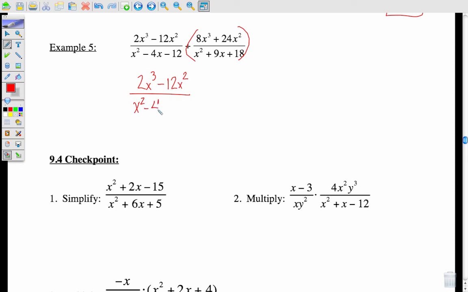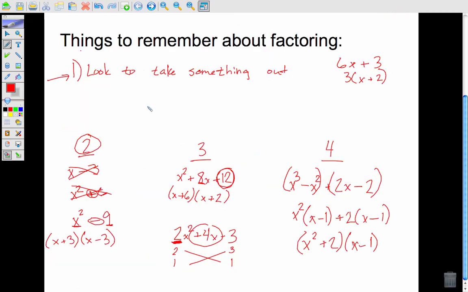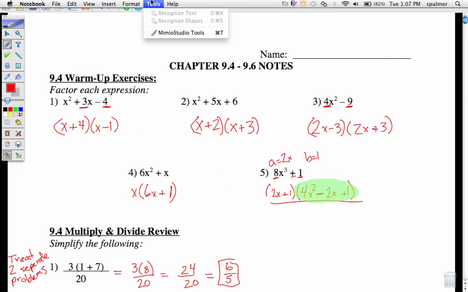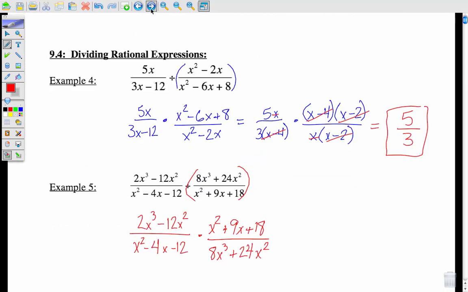I'm going to flip this second fraction. I'm going to flip this one. So I end up with a 2x cubed minus 12x squared over x squared minus 4x minus 12 times, I'm going to flip that, and then I'm going to factor, just like I got done doing, see what I can take out, and remember, let me go back a couple slides here, we're always going back to these rules, things to remember about factoring. Looking to take something out.